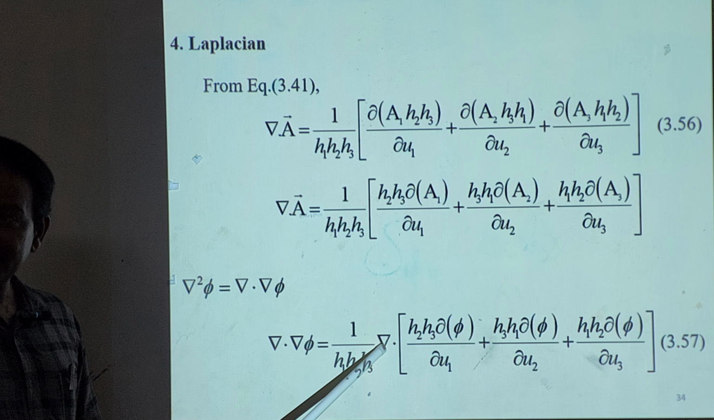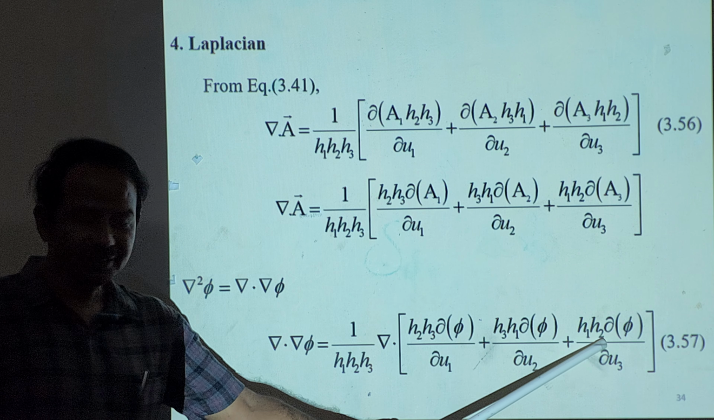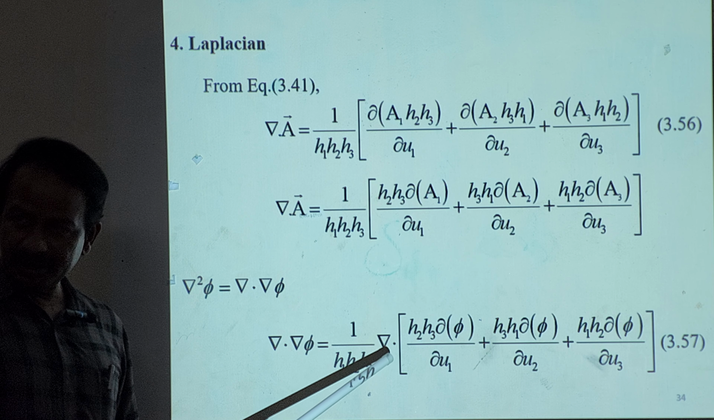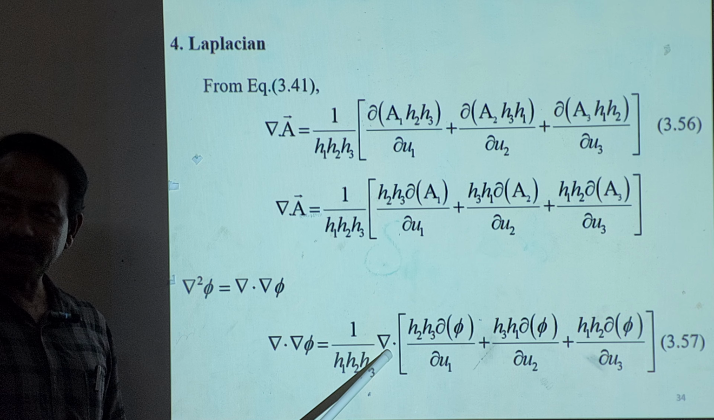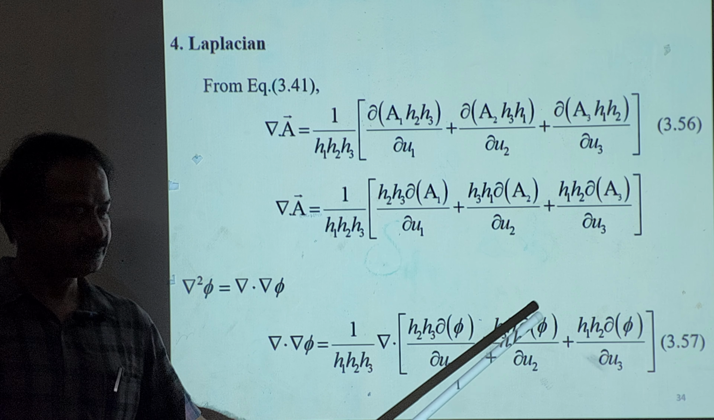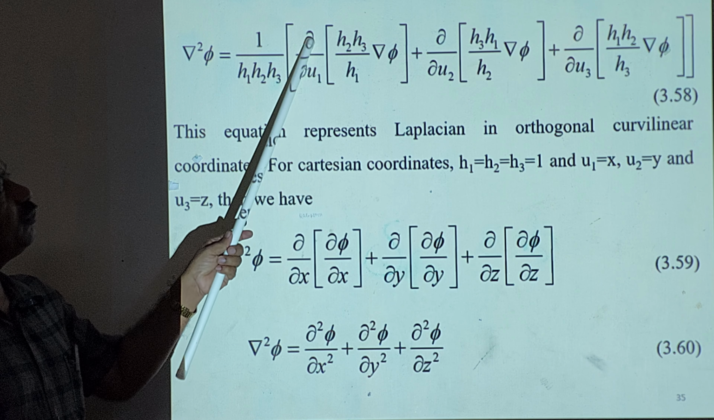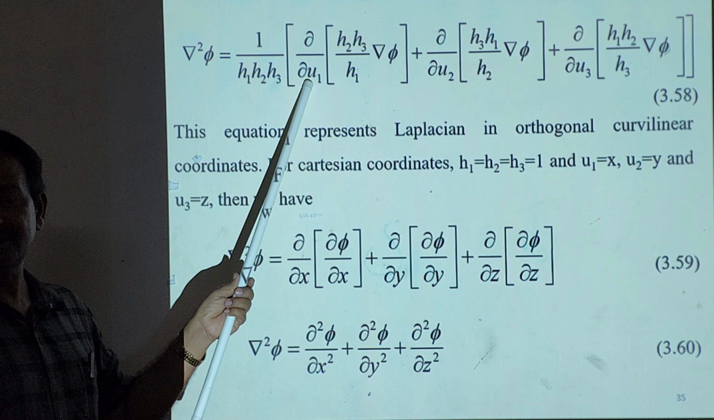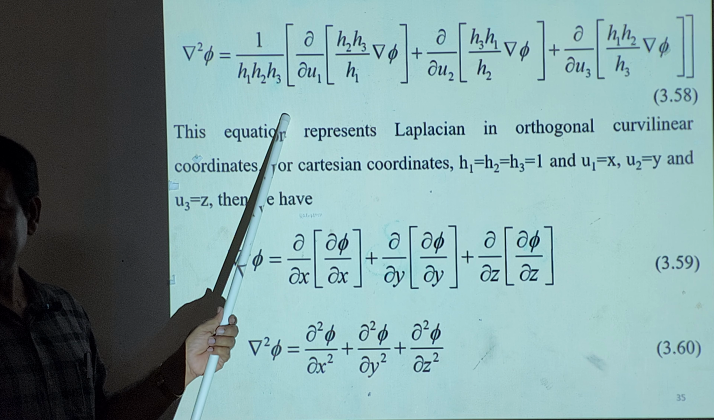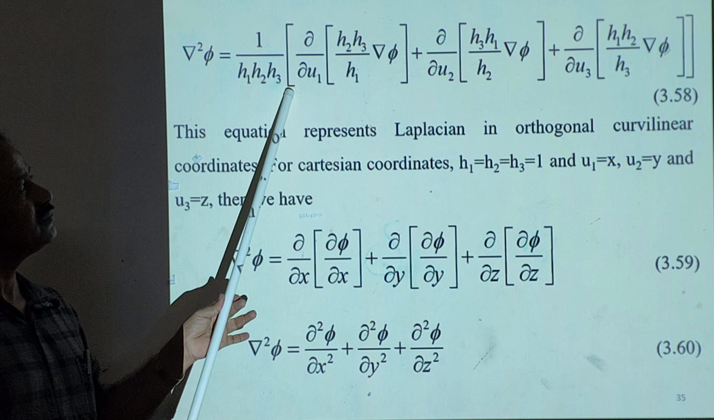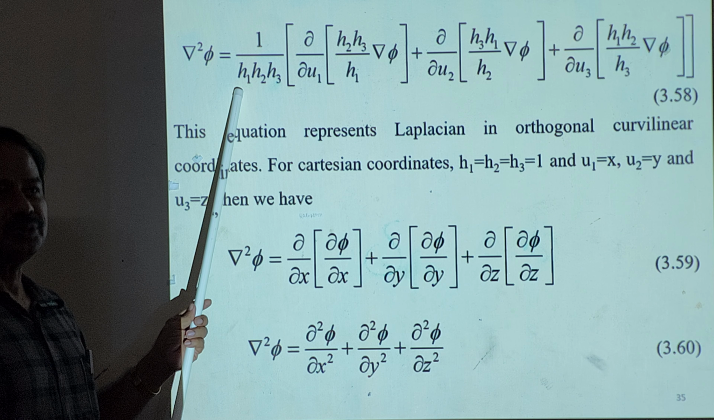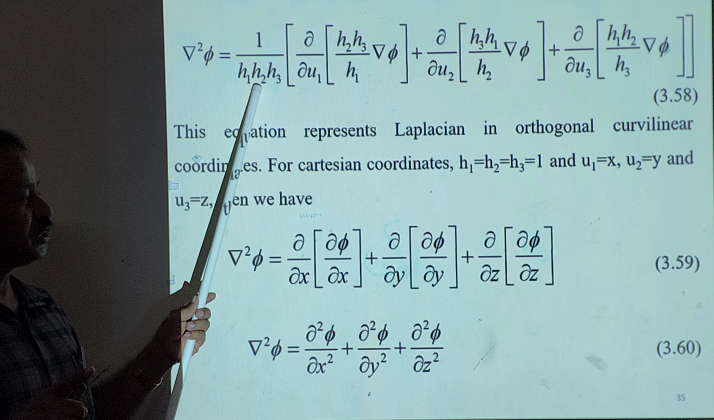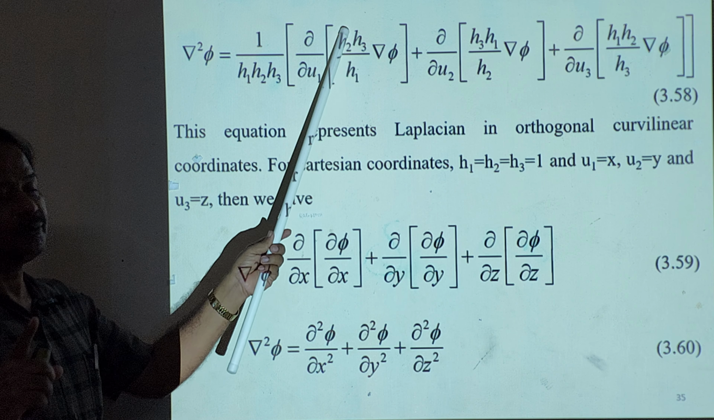What is del? d by du1, d by du2, d by du3. In ordinary Cartesian coordinates, del is nothing but d by dx, d by dy, d by dz. So here it is d by du1, d by du2, d by du3. So this equation represents the Laplacian in orthogonal curvilinear coordinates. Now, h1 equals h2 equals h3 equals 1 for the ordinary Cartesian coordinate system, so this becomes 1. This also will become 1.